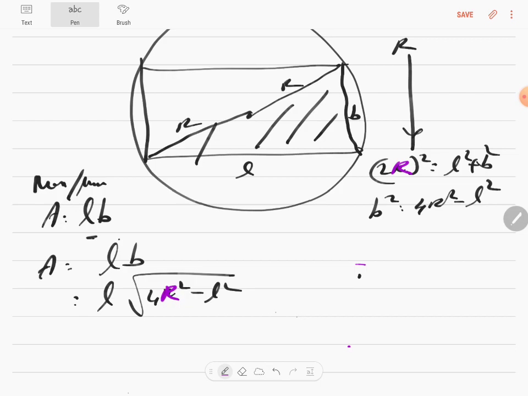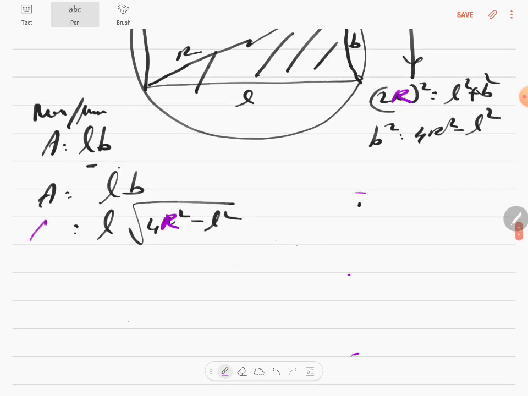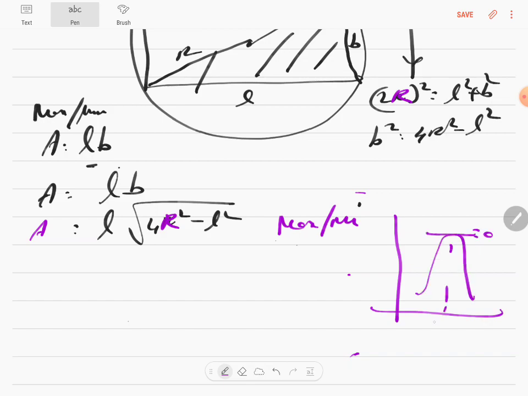Only L is a variable. Therefore now you can differentiate it as dA by dL. In maxima, minima, you are allowed to square both sides. Why? Because when a function is maximum, you differentiate it and equate it to 0, you get an x value. When you square the function and differentiate it equal to 0, you get the same x value. For maxima, minima, you are allowed to square the function and remove the square root.